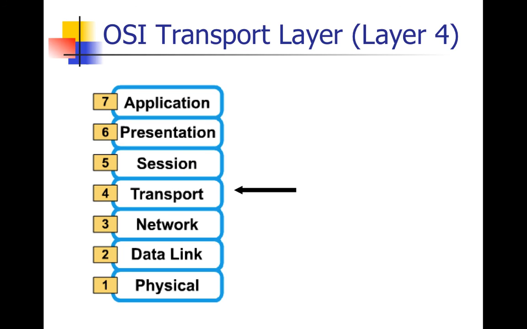So there are two types of transport mechanisms, which we'll talk about, TCP and UDP, in a minute. I'm going to break this down into two videos so it doesn't get too long, okay?